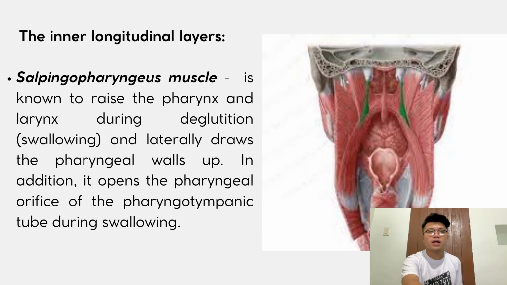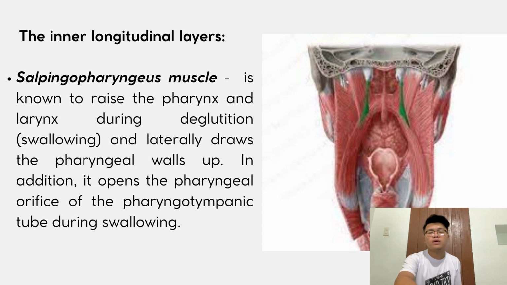Last, we have the salpingopharyngeus muscle. It is known to raise the pharynx and larynx during deglutition or swallowing, and laterally draws the pharyngeal walls up. In addition, it opens the pharyngeal orifice of the pharyngotympanic tube during swallowing. So that is the salpingopharyngeus muscle. Again, under the inner longitudinal layers, we have the stylopharyngeus muscle, the palatopharyngeus muscle, and of course, the salpingopharyngeus muscle.